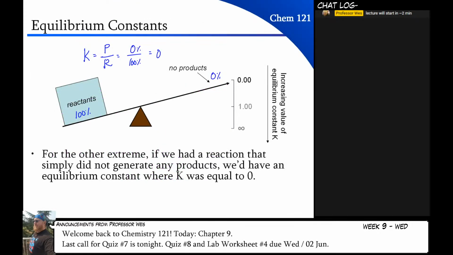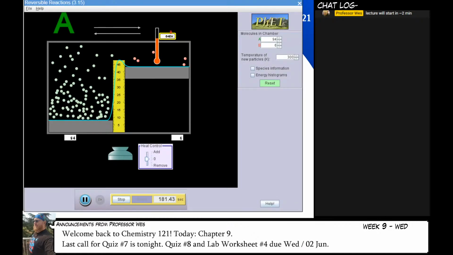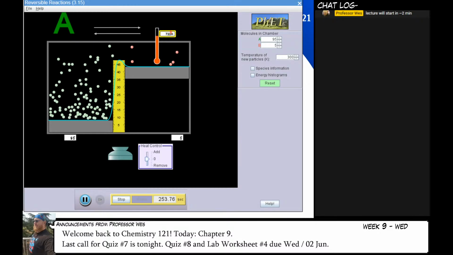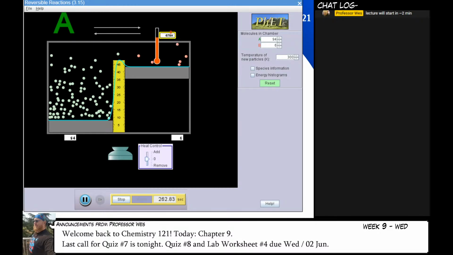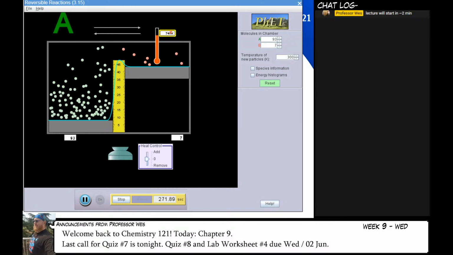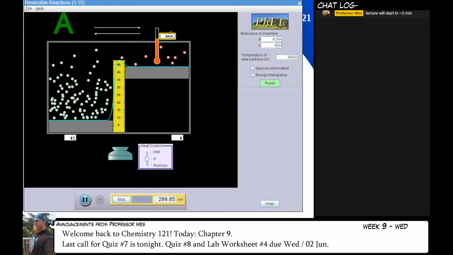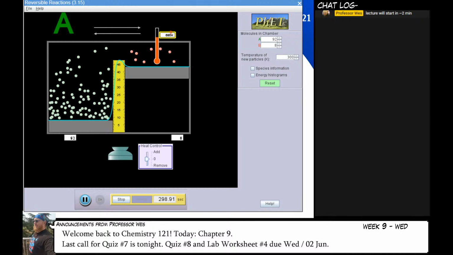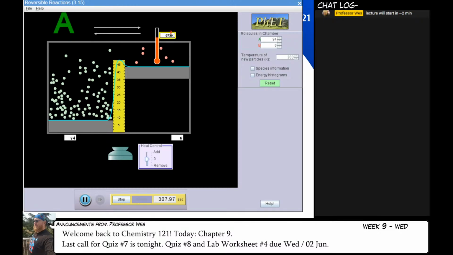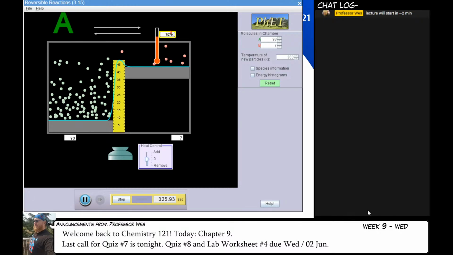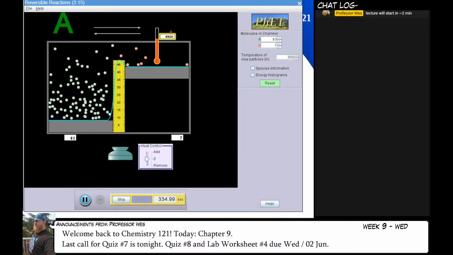All right. Now, let's look at the reaction that we have from here. It's probably changed a little bit, so let's see where we're at. There we go. Now, would you describe this reaction as having a large K or a small K? Would K be greater than 1 or less than 1? Go ahead and type what you think it is in the chat.